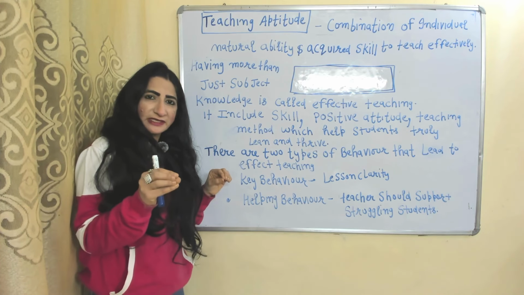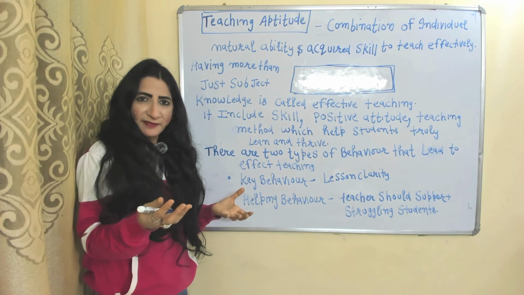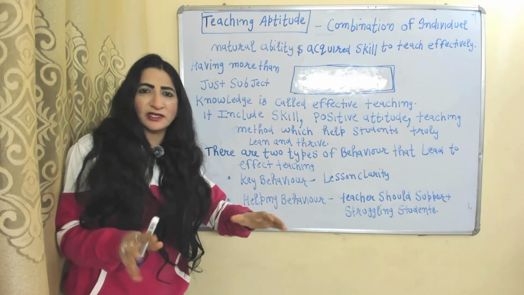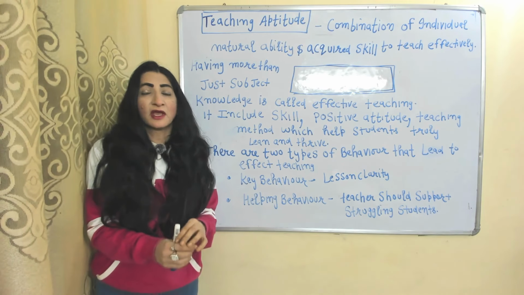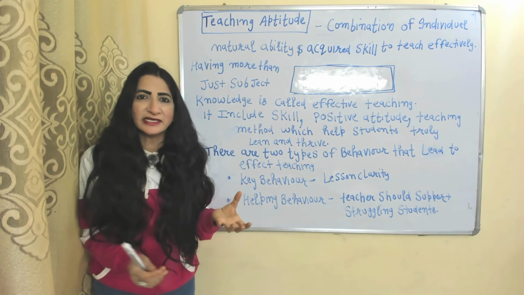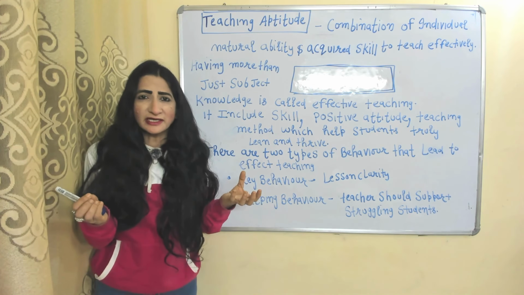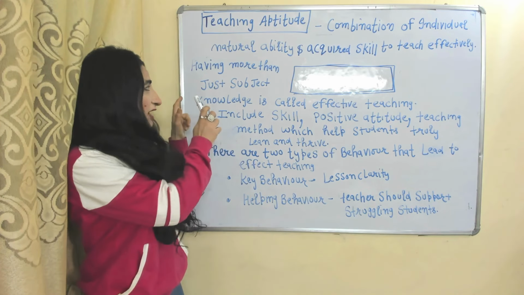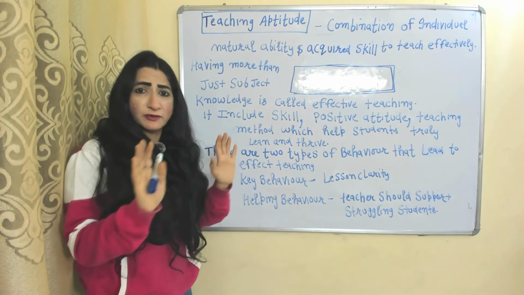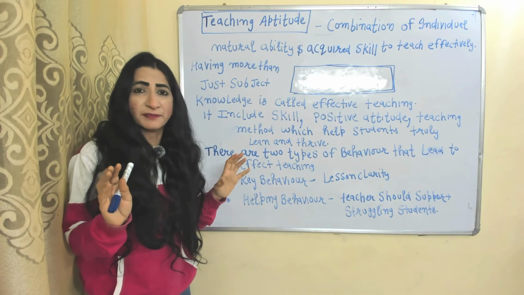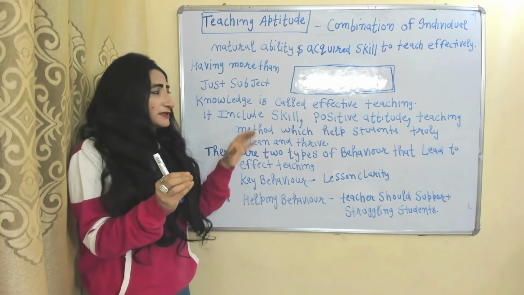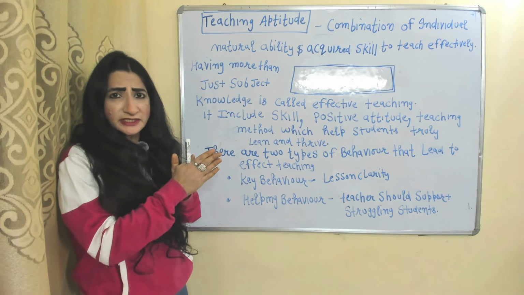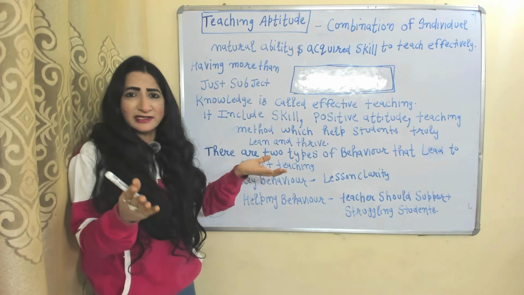In very simple terms, a combination of natural ability and acquired skill so that an individual can teach effectively will be called teaching aptitude. That means having more than just subject knowledge will be called effective teaching. As a teacher, you should have skill and a positive attitude towards teaching, plus you should adopt a teaching method which helps students to learn and thrive.